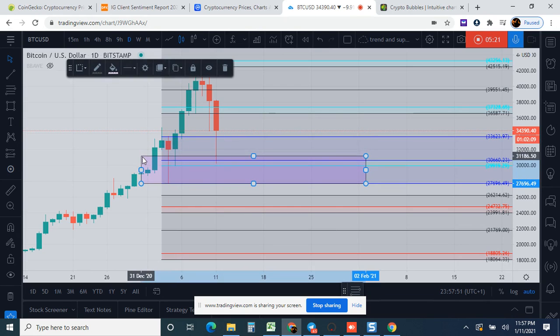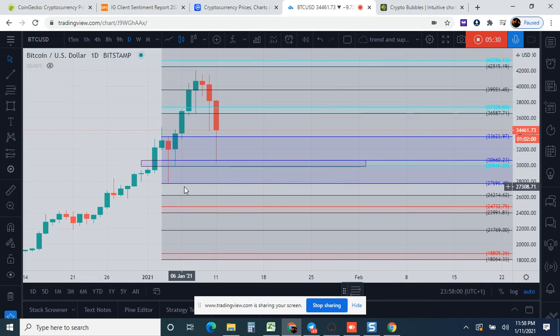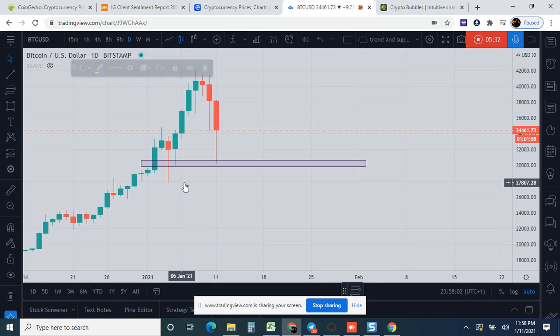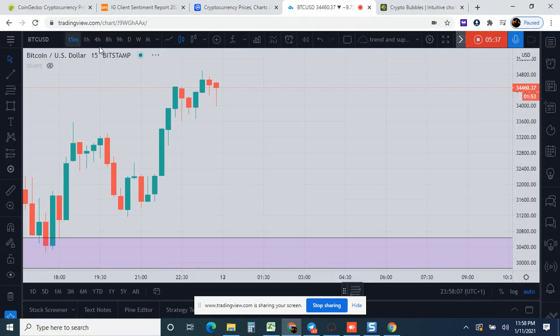I would narrow down to my daily preferred entry, take out the fib. Let's see how I would have played this on a 15 minutes time frame, for instance. You could do it. Let's try 1 hour first.